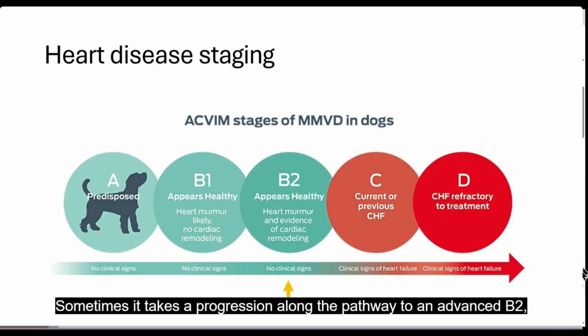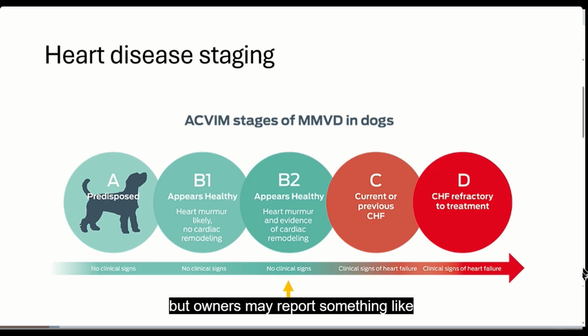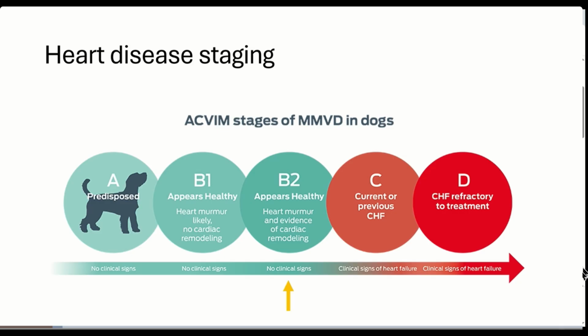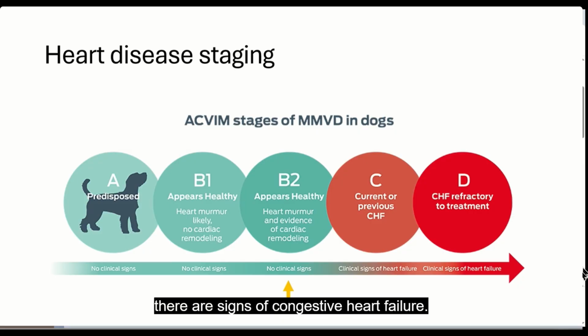Sometimes it takes progression along the pathway to an advanced B2, but owners may report something like slight exercise intolerance, maybe tiring more easily than they normally would, maybe a bit of inappropriate panting, little things like that. So sometimes there are these very minimal clinical signs reported by owners, but not always. Then as we go further down the staging, we come into stage C. Stage C is when there are signs of congestive heart failure.